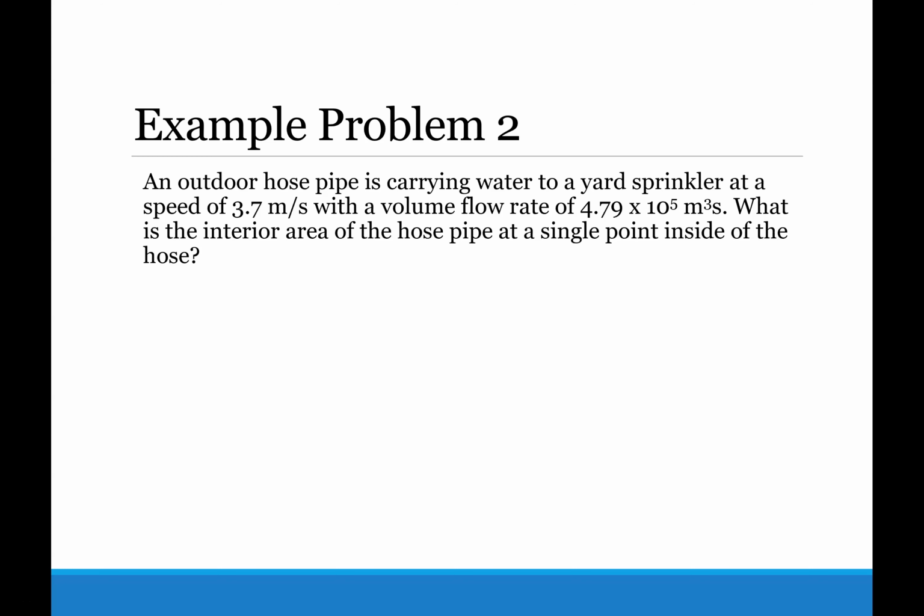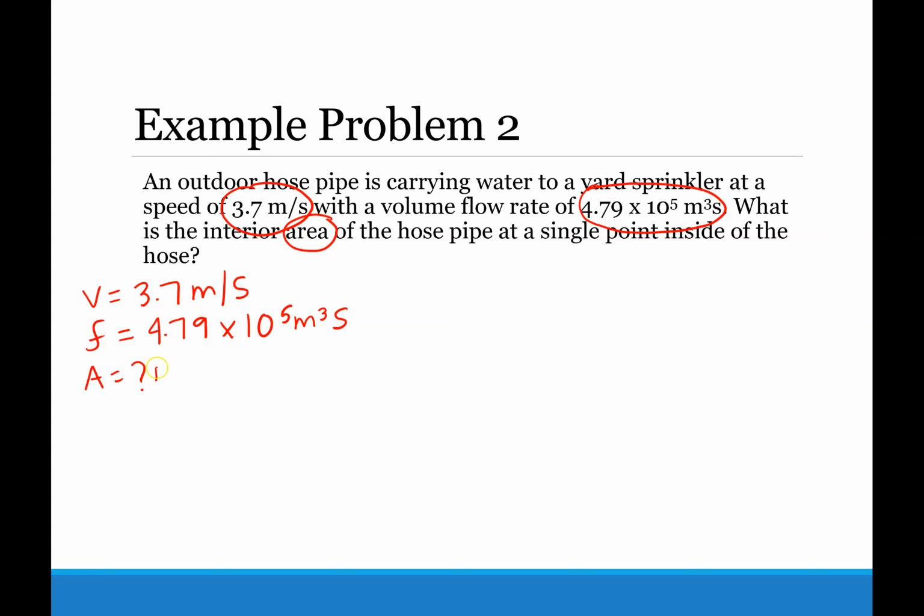So the problem has told us that we have a velocity of 3.7 meters per second. We have a volume flow rate of 4.79 times 10 to the fifth cubic meters per second. And it's asking us for the area in units of meters squared.